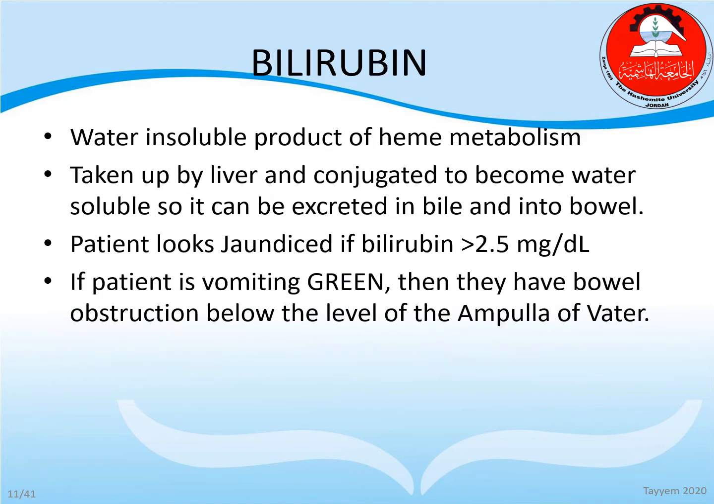Bilirubin, as you are aware, is a water insoluble product of heme metabolism taken up by the liver, conjugated to become water soluble, and that can be excreted in the bile and eventually into the bowel. The patient becomes clinically jaundiced when the bilirubin is 2.5 milligram per deciliter. If the patient vomits green material, that indicates that the bowel obstruction is below the ampulla of Vater.